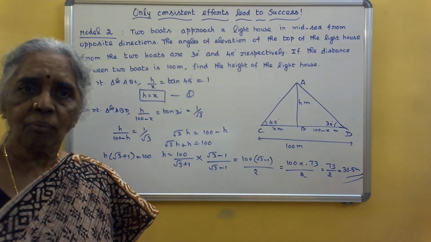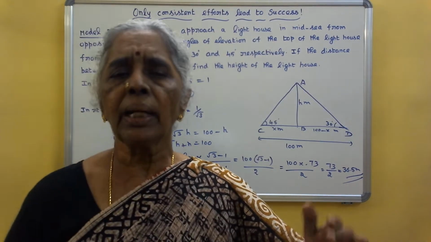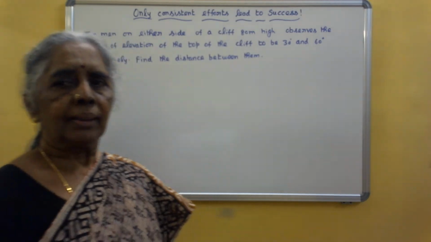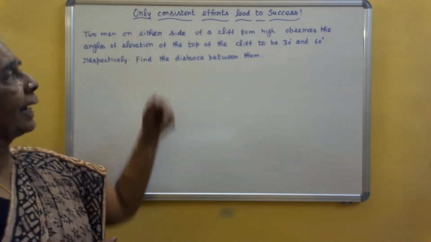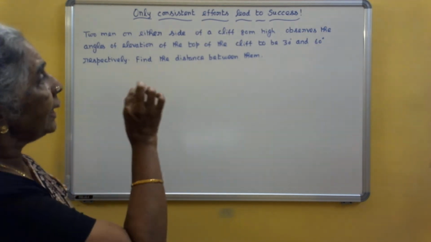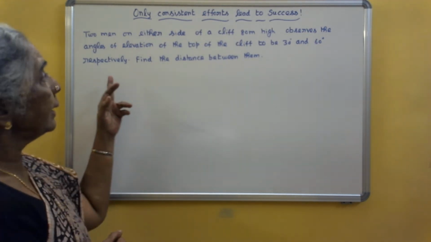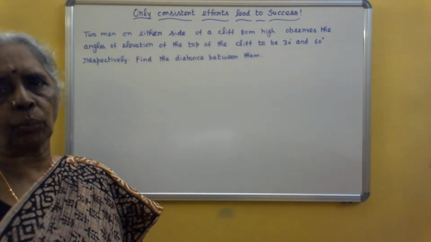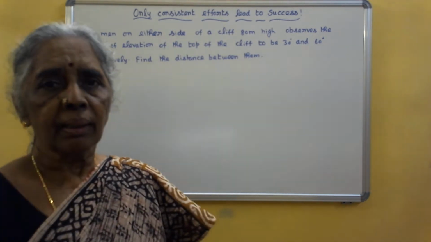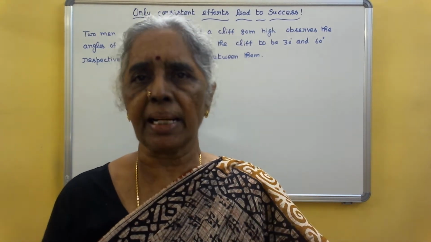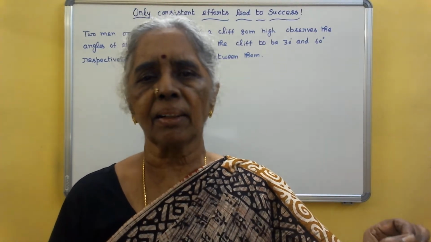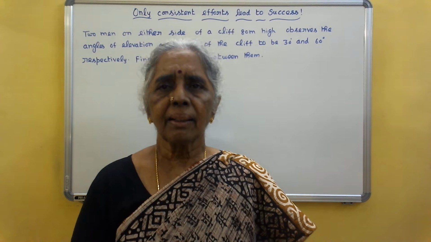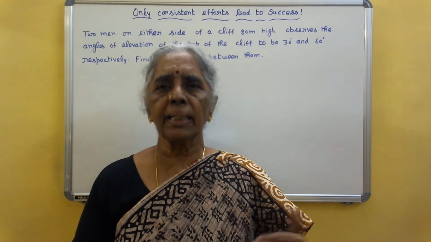Now I will give you another sum for you to try in this model so that you will be clear about each model. Okay, now I will give you that sum. This is the sum you are going to try. Two men on either side of a cliff, 80-meter high, observe the angles of elevation of the top of the cliff to be 30 degrees and 60 degrees respectively. Find the distance between them. Here on either side, that means in opposite direction. Okay, a cliff, the height is given here and you want to find the distance. In the previous sum, the distance was given and you found the height. Here the height is given to be 80 meters. You want to find the distance between them.